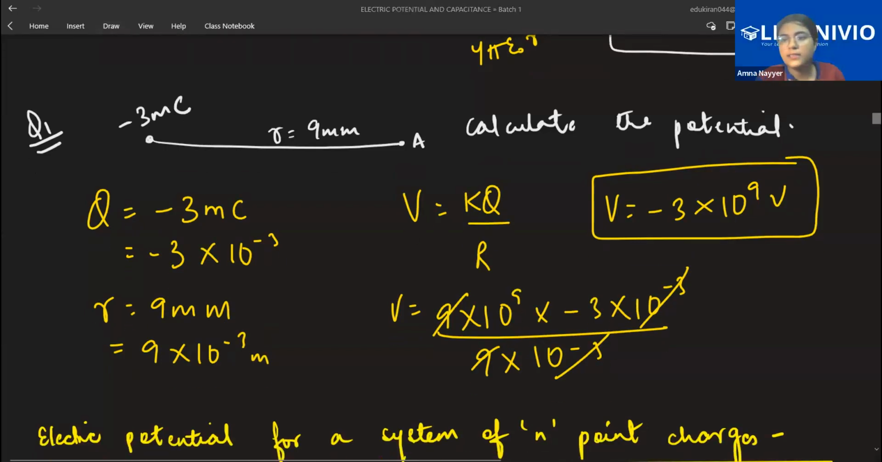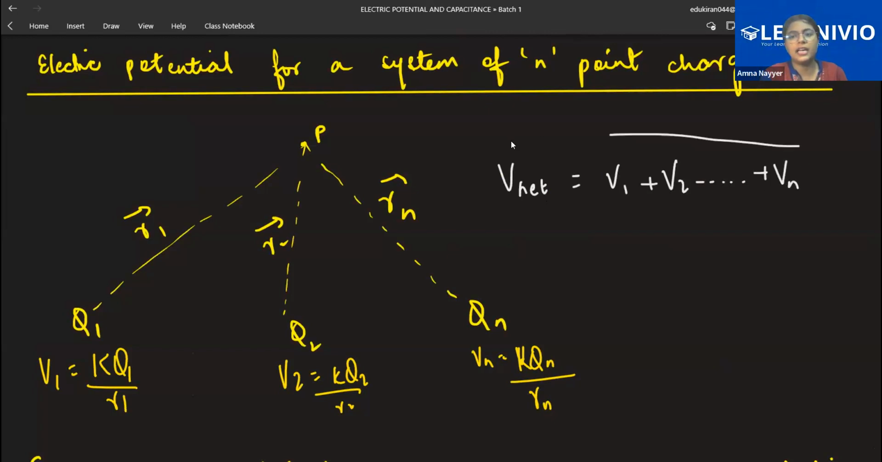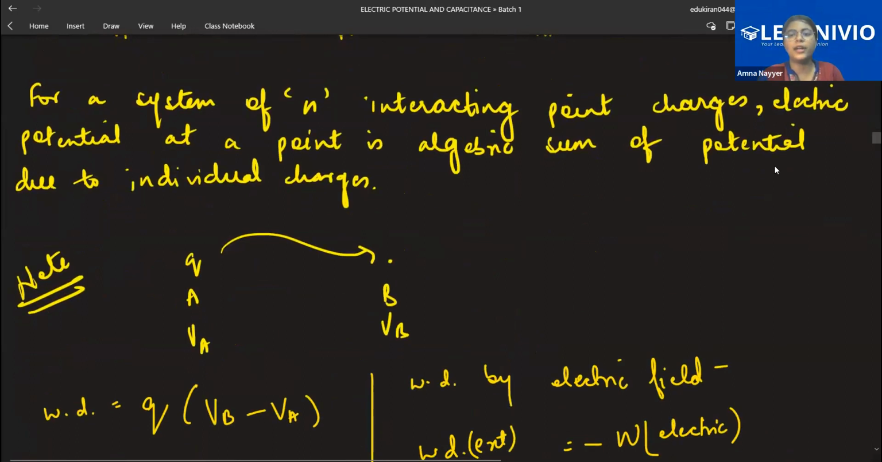Okay, class. So for n number of point charges you have, you will be using the superposition principle. Now, since this is a scalar quantity, you don't actually need to add it vectorially, right? It's a scalar quantity, so you can just add it directly. So the net potential is equal to V1 plus V2, keep on adding up till Vn. So for a system of n interacting point charges, the electric potential at a point is the algebraic sum of the potentials due to individual charges.